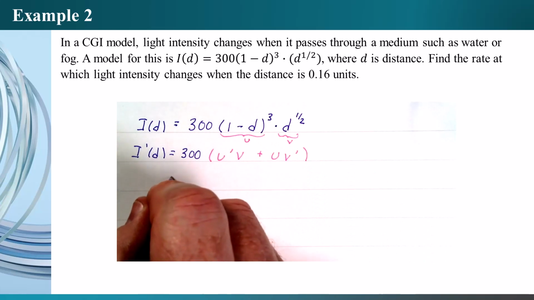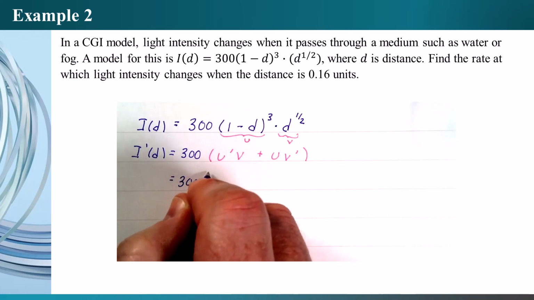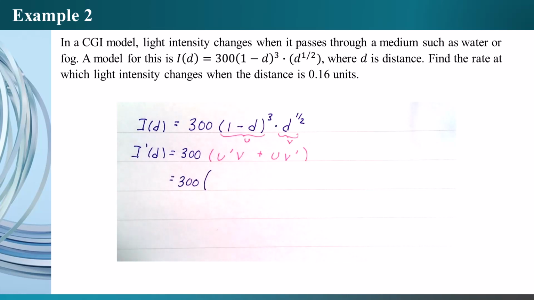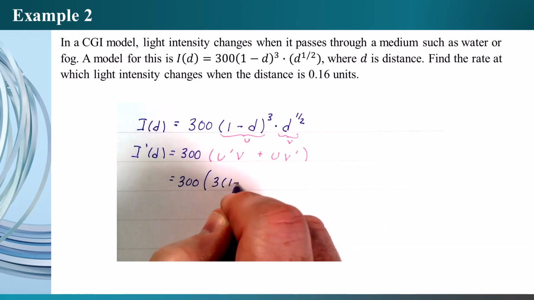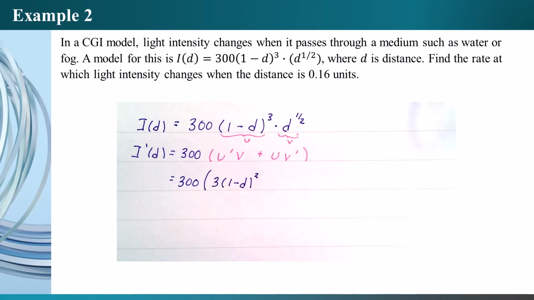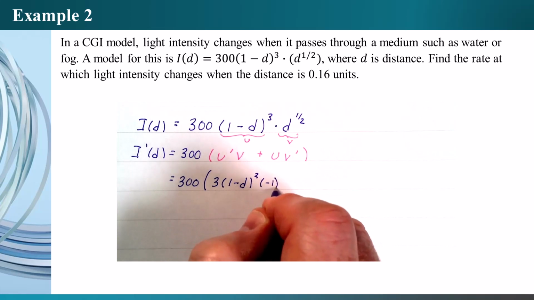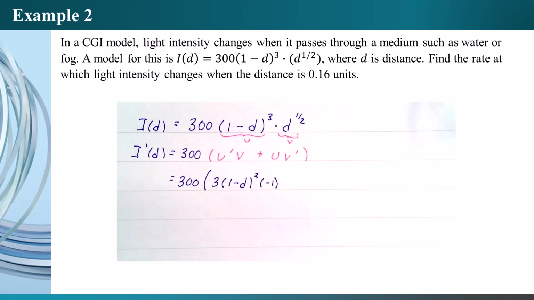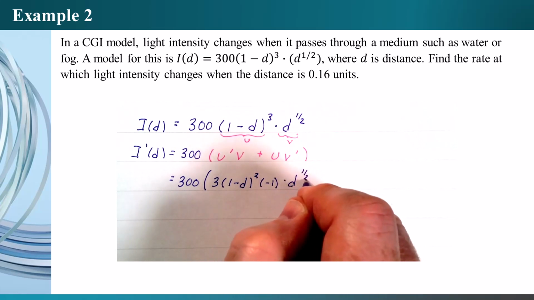Okay, so we have 300 times the derivative of u. Now notice that we're going to have to use the chain rule here. The derivative of the outside will be 3 times (1 minus d), and we subtract the exponent by 1 to get 2. And we have to multiply by the derivative of the inside function, which is just negative 1. Now we multiply this by v, which is just d to the 1/2.